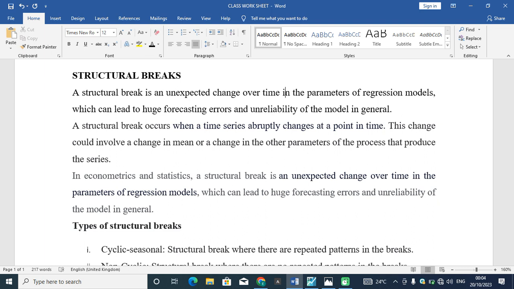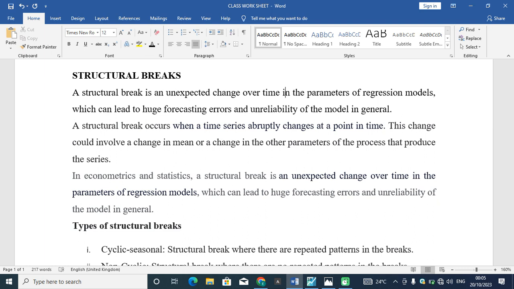So let's start. Introduction. The word structural break is an unexpected change over time in a parameter of regression models, which can lead to huge forecasting errors and unreliability of the model in general. A structural break occurs when a time series abruptly changes at a point in time. These changes could involve a change in mean or a change in other parameters of the process that produces the series. In econometrics and statistics, a structural break is an unexpected change over time in the parameters of regression models, which can lead to huge forecasting errors and unreliability of the model in general, as I have said previously.